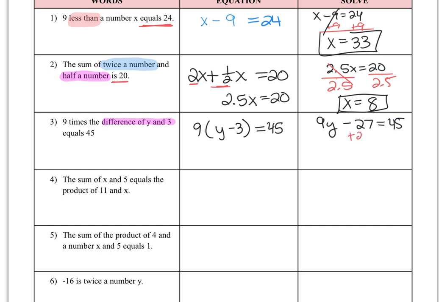Plus 27. Awesome. Oops, I said 27, and I was accidentally writing 28. Apologies. Okay? So now I have 9y equals what? What's 45 plus 27? 72? Perfect. Okay? Now what do we do? Divide by 9.